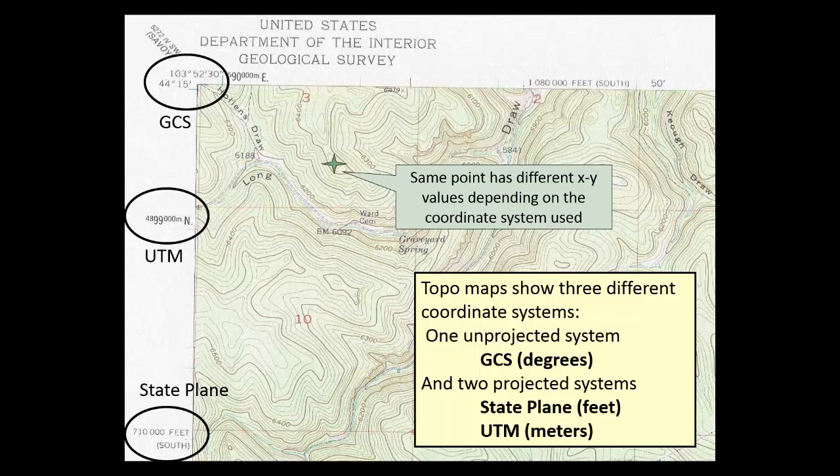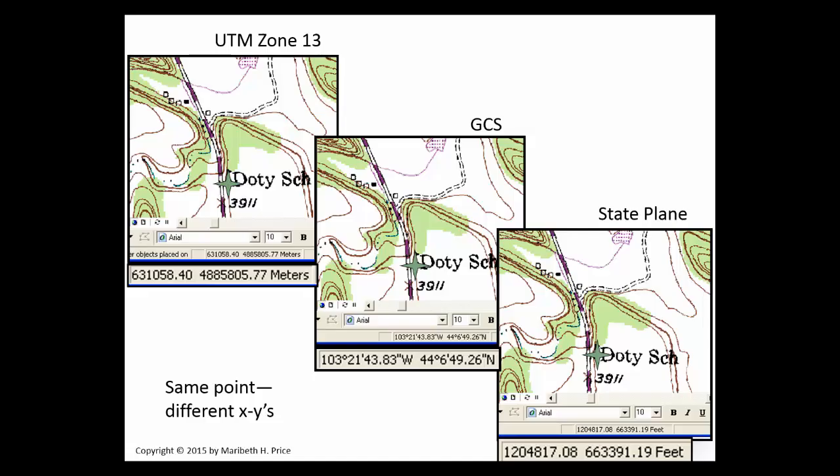The topo maps we can get from the United States Geological Survey have three different coordinate systems. Here you can see the degrees, latitude and longitude, and northing and easting values given in both meters and feet. The same point will have different XY values for northing and easting depending on the coordinate system used.